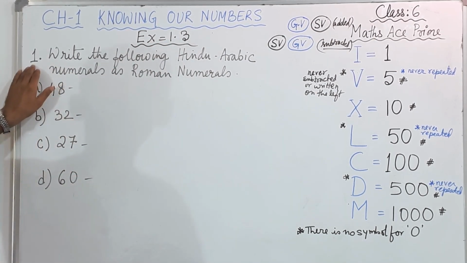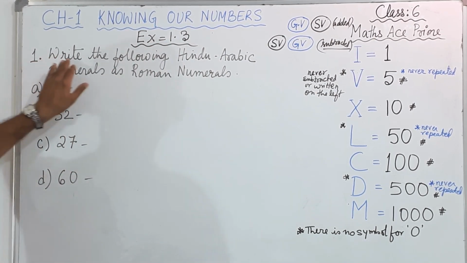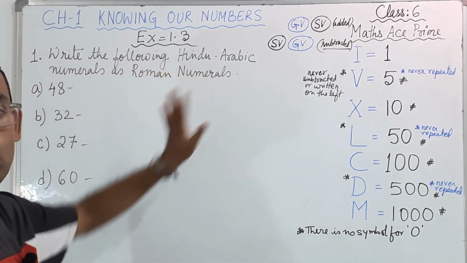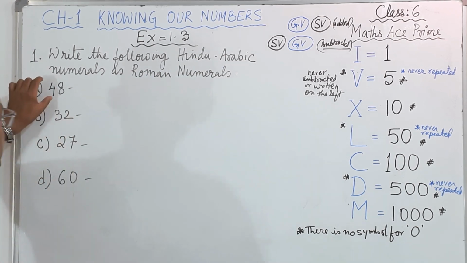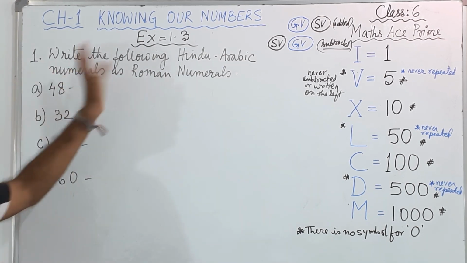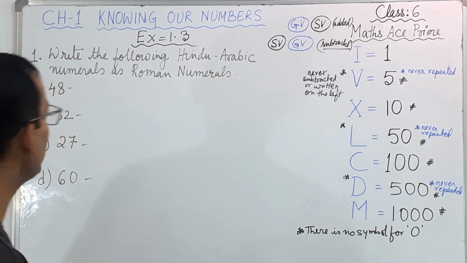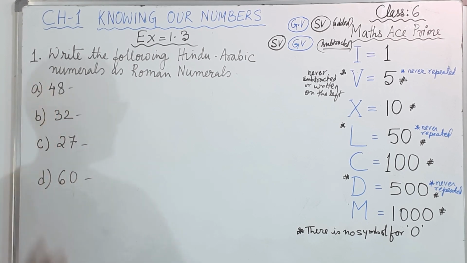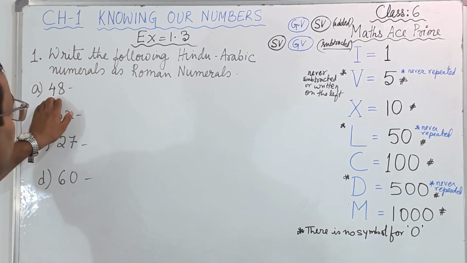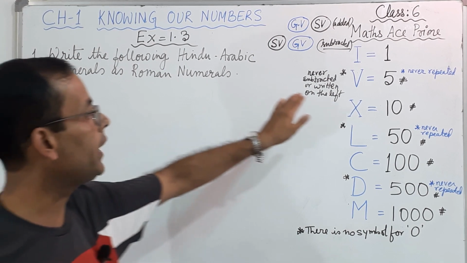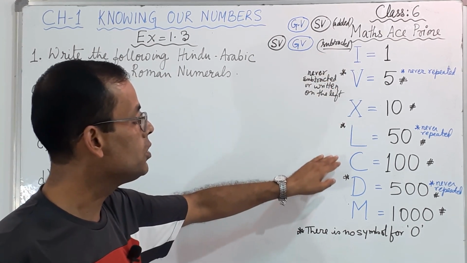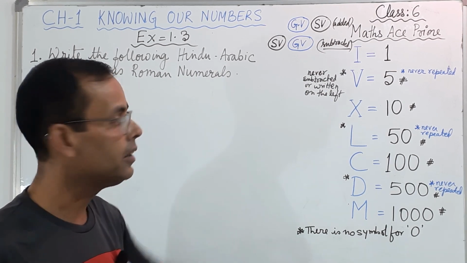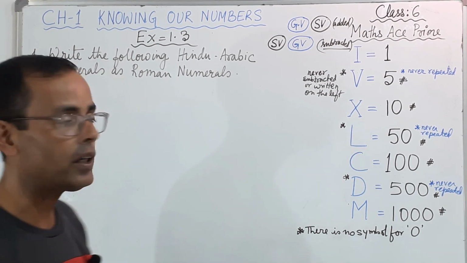Now let us try to solve exercise 1.3, question number 1. Write the following Hindu Arabic numerals as Roman numerals. That means it is given in Hindu Arabic numerals, you have to convert it into Roman numerals. It is very easy. Suppose here it is written 48. Here are the symbols. So closer to 48, what is there? 50. And 50 stands for L.